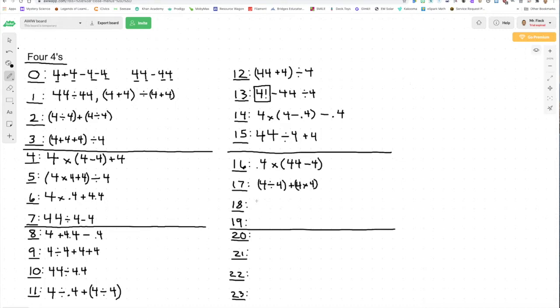18, I did 44 times 0.4, or 4/10, plus 4/10. And using the order of operations, you always multiply before you add.